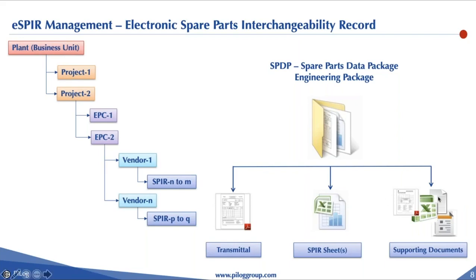So it would have a lot of engineering supporting documents. That in its entirety is referred to as SPDP, spare parts data package, or in general engineering package. Now that we have established that each plant, if it goes for an expansion, would have multiple SPIRs, which are part of the SPDP, how would we utilize this information so that we can feed it into the operational systems? Let's look at that.